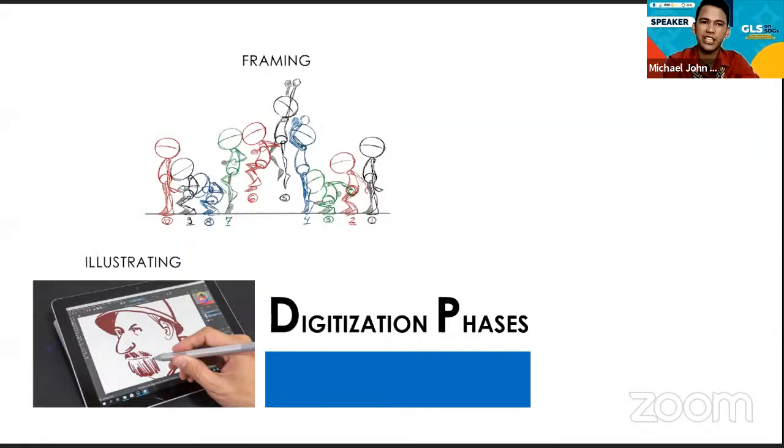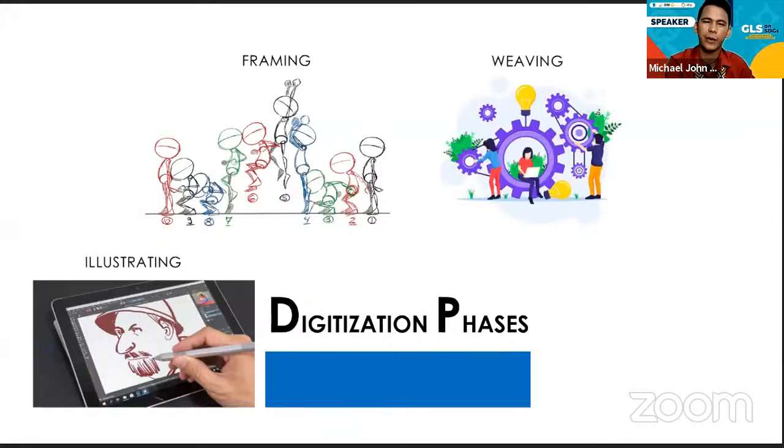Next to that, we have weaving. What is weaving? It's like sewing. It is combining all together the relevant digital media tools that you are going to incorporate in your video. These are images or illustrations, those series of frames, those static or still images or illustrations. Next, the audio narration.